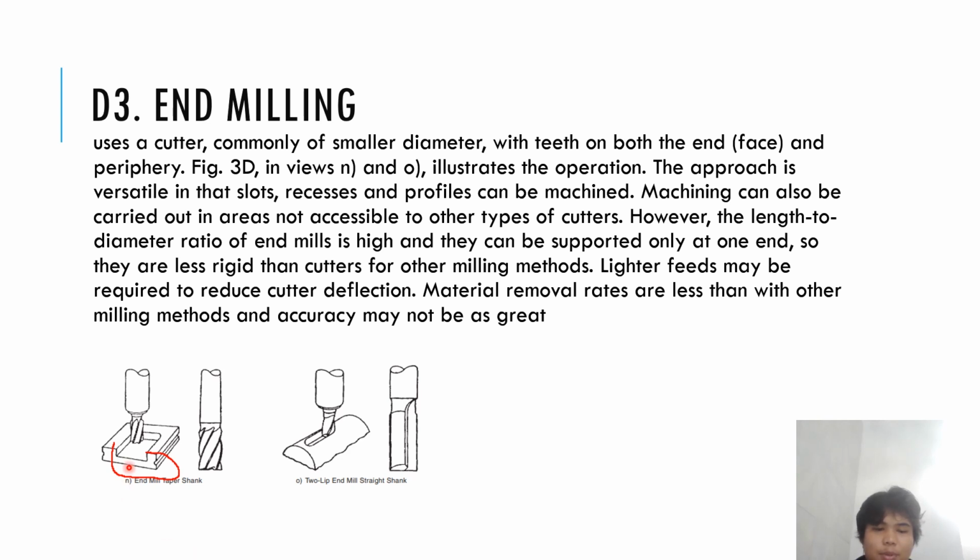Because if you are using this one, when you're cutting, sometimes you're going to make a square, but because of this cutter, maybe sometimes it becomes like this. So it's not really accurate, but it's good for smaller diameter.